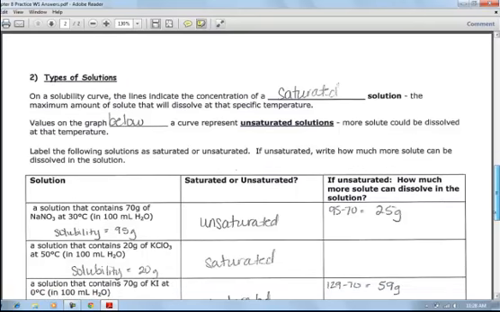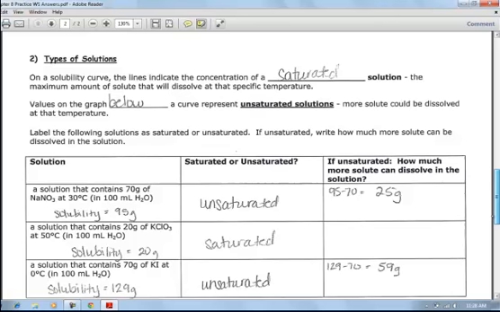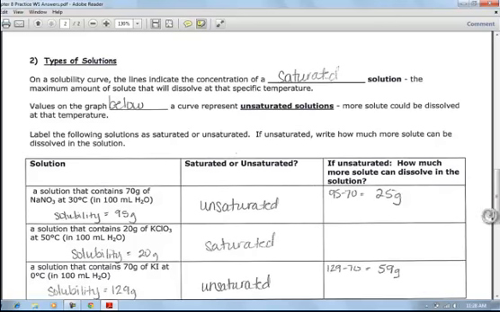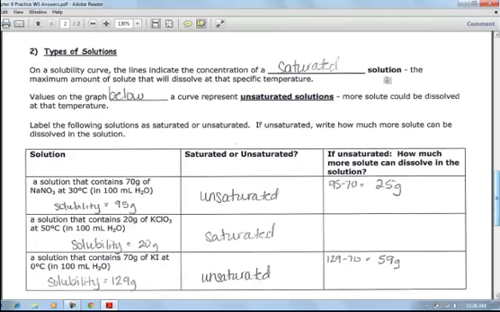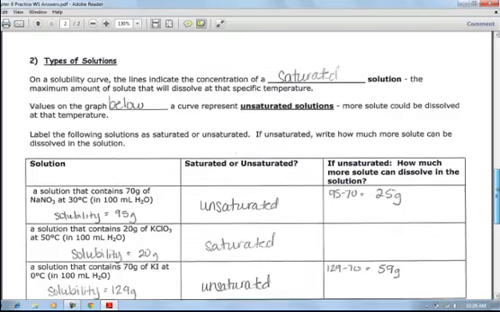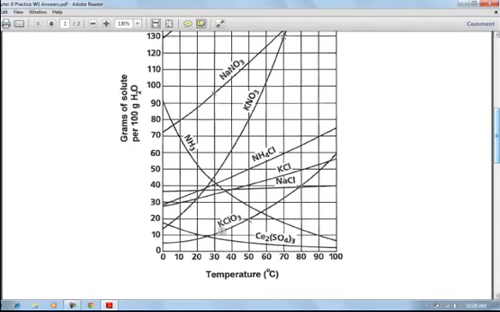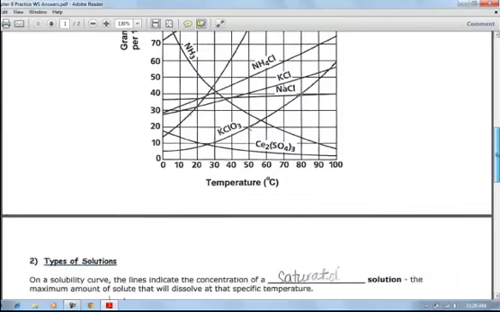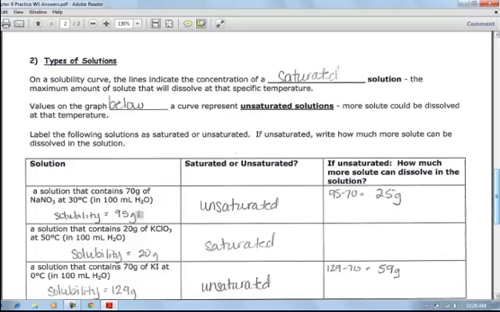Alright, so now we're going to read this and figure out if things are saturated or unsaturated. So on the lines, that's going to tell us if the solution is saturated. So that's going to tell us the maximum amount that will dissolve. If it is below that value, then it's going to be unsaturated. So for the first one, we have a solution that is NaNO3 at 30 degrees. So I went up to my NaNO3 at 30 degrees, and then I went over here, and it looks somewhere between 90 and 100, and I said it's about 95 is the solubility. So if I'm going to put in 70 grams, that's less than 95, so it'd be unsaturated, and the difference between those would tell me how much more I could dissolve, which would be 25.